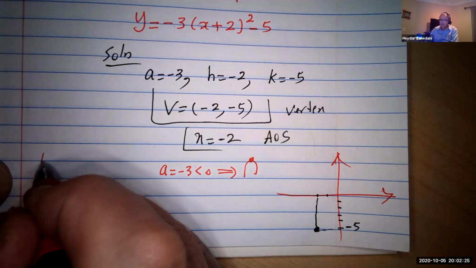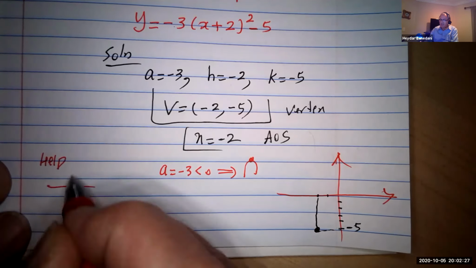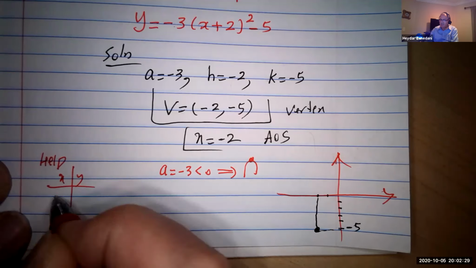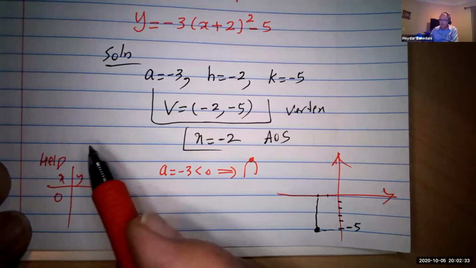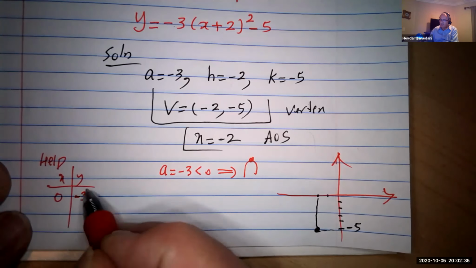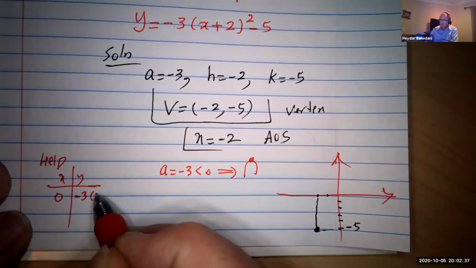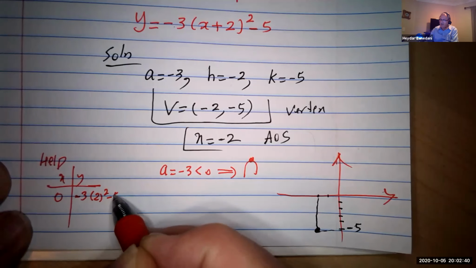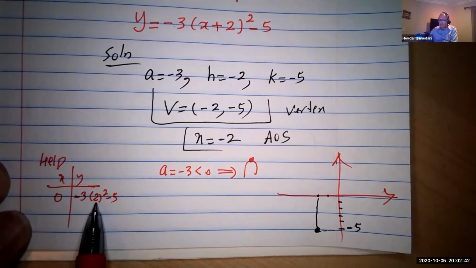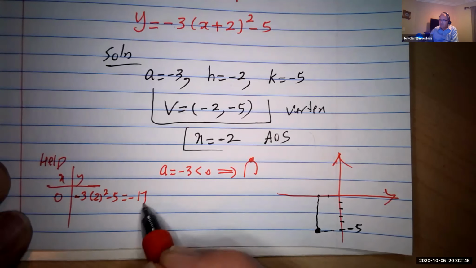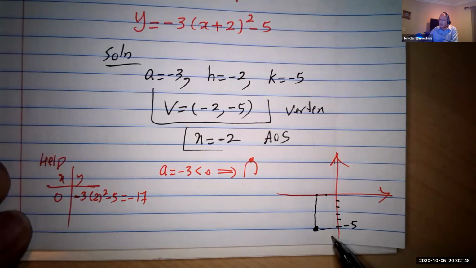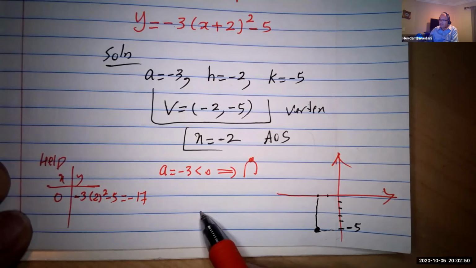Okay, so we need a point. (0, 0) is the best one. Put x = 0 here. Okay, it takes a little bit more time to find it. It's going to be -3 times 2 squared minus 5. It's a big number. It's going to be 4, 12, -17. I have no place to write it down. Okay, so I put it here.